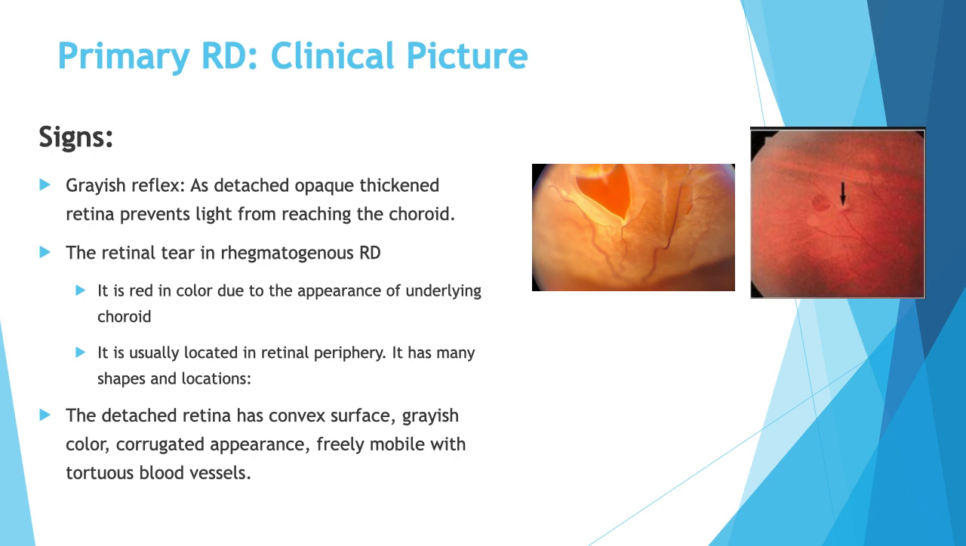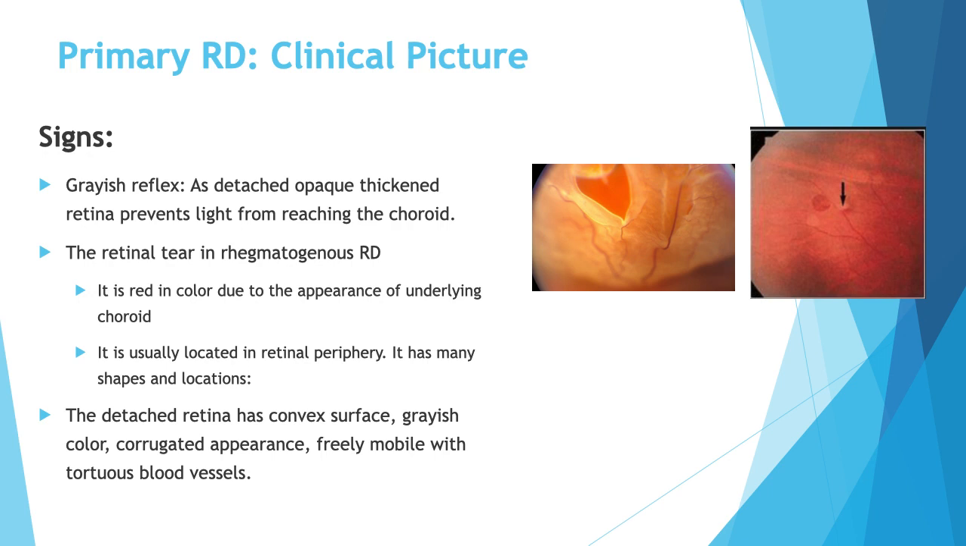What are the signs? We look at the fundus, and we have to examine the retina thoroughly. But sometimes before looking at the fundus, we look at the pupil. If the retina is completely detached, we see that the red reflex is grayish, because the retina is elevated and wavy. We don't see the color anymore. Sometimes we see a grayish reflex inside the pupil because of the detached, opaque retina. But on examining the fundus, we have to find out the tear. This is a horseshoe break, and this is a hole.